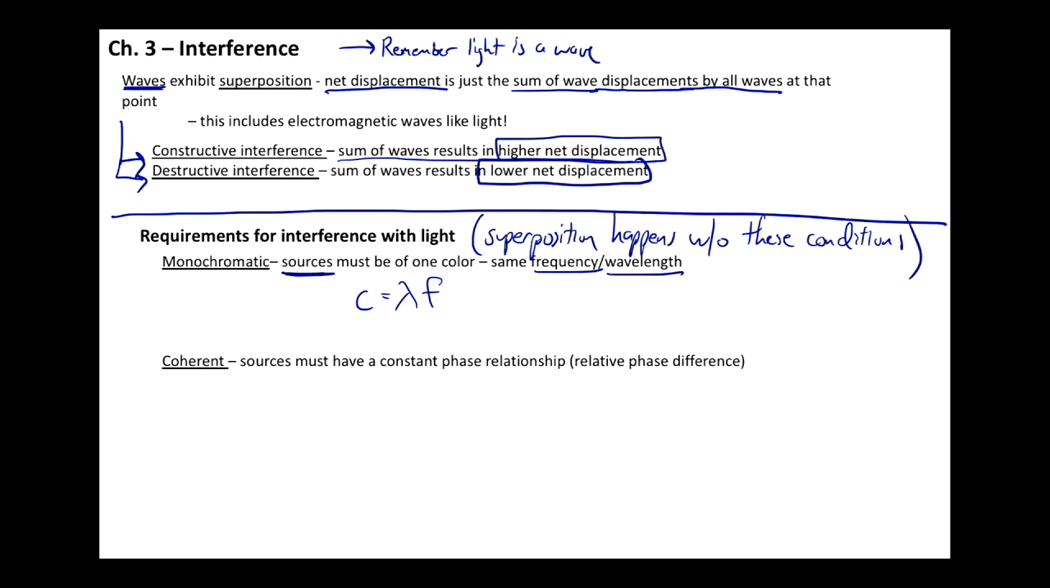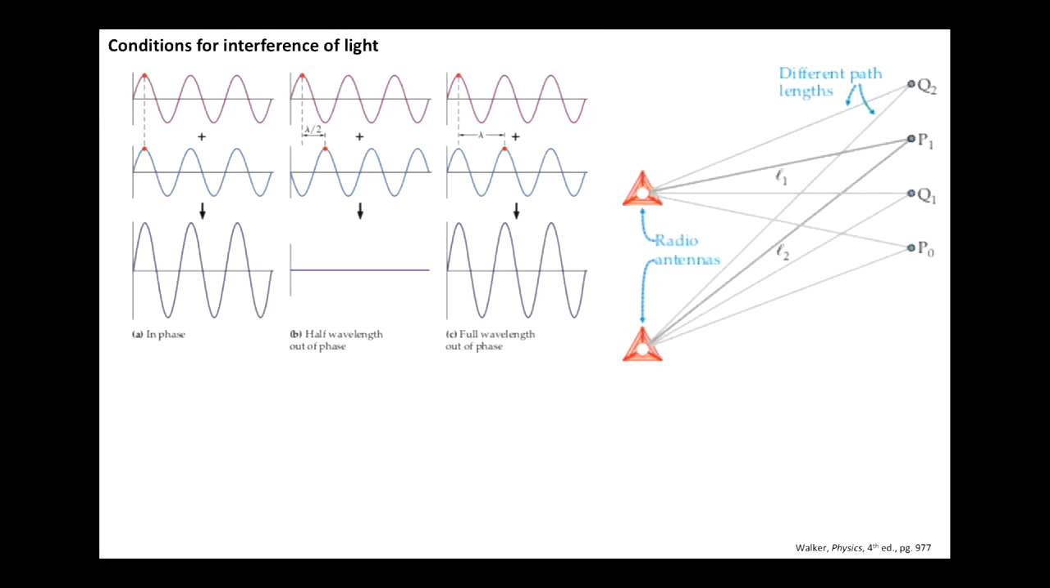Coherent. Sources that are interfering with each other have to have a constant phase relationship. What in the world is a phase relationship? Well, let me just jump ahead 2 slides. Is that okay? I want to show you a couple of pictures instead of drawing them myself because they're just going to look nicer here than they would otherwise.